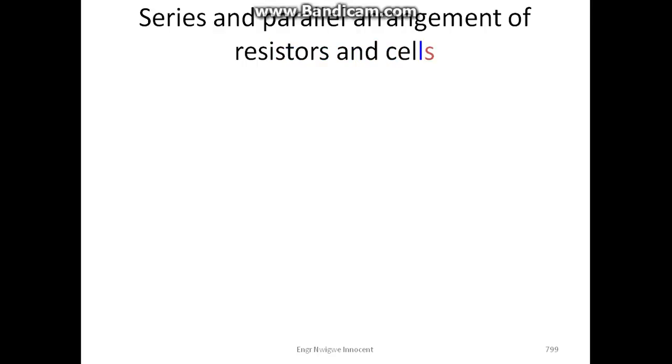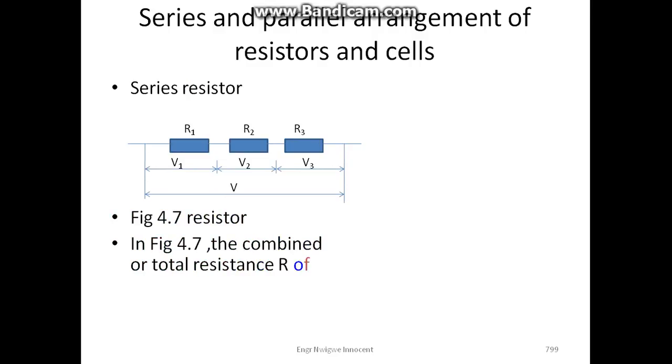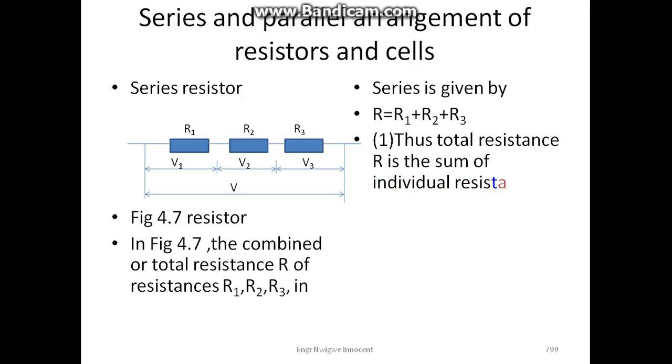Series and parallel arrangement of resistors and cells. Series resistor. Figure 4.7 illustrates the diagram of a series resistor arrangement. In figure 4.7, the combined or total resistance R of the resistances R1, R2, and R3 in series is given by R equal to R1 plus R2 plus R3. 1. Thus, total resistance capital R is the sum of individual resistances.